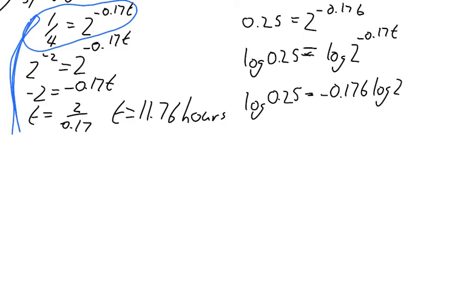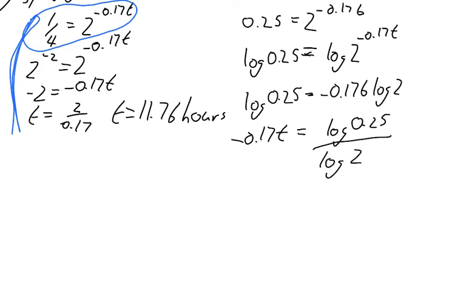Now I'm just going to flip it around a little bit. So I'm going to have negative 0.17t because I like having my t's and unknowns on the left-hand side, equals log 0.25 divided by log 2. Alright, so I haven't changed anything. I've divided both sides by log 2 to get the 0.17t on its own.